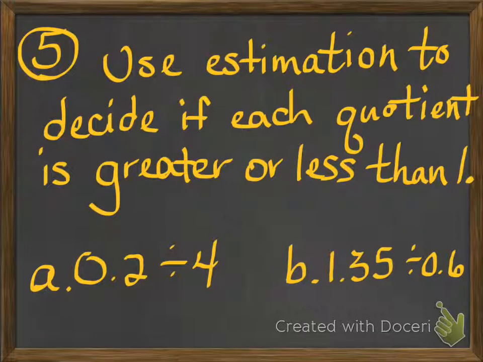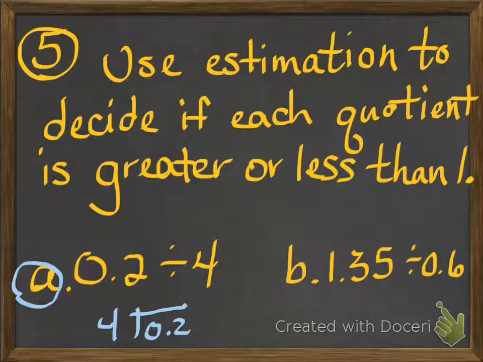Okay, use estimation to decide if each quotient is greater or less than 1. I have 2 problems here. I'm just finding out if the quotient is going to be greater or less than 1. On problem A, I have 0.2 divided by 4. If I were going to put that in a division box, it would look like this: 0.2 divided by 4. It's not the other way around.